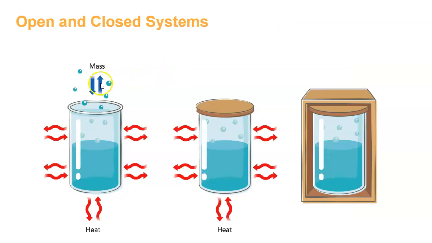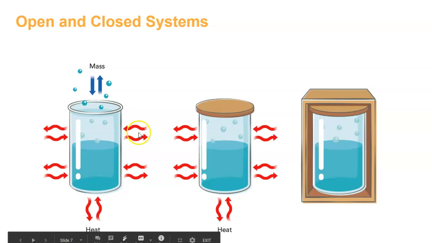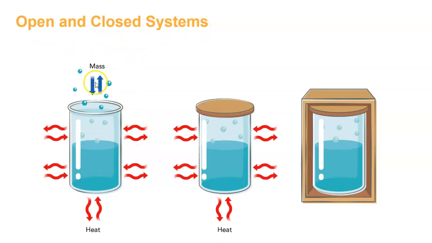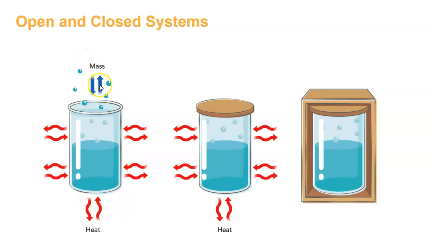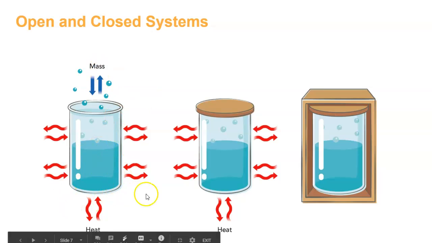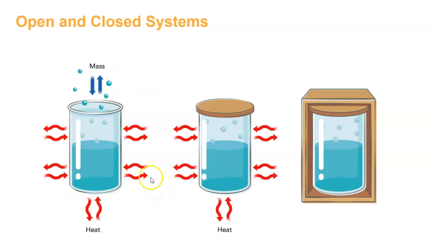And that brings us to a very important point: open and closed systems. We talked about this before, but we didn't talk about it in the context of mass. Let's go back and talk about it in the context of energy. So the red arrows here represent energy or heat. Let's call this a glass of very cold water, and it's just a regular glass.